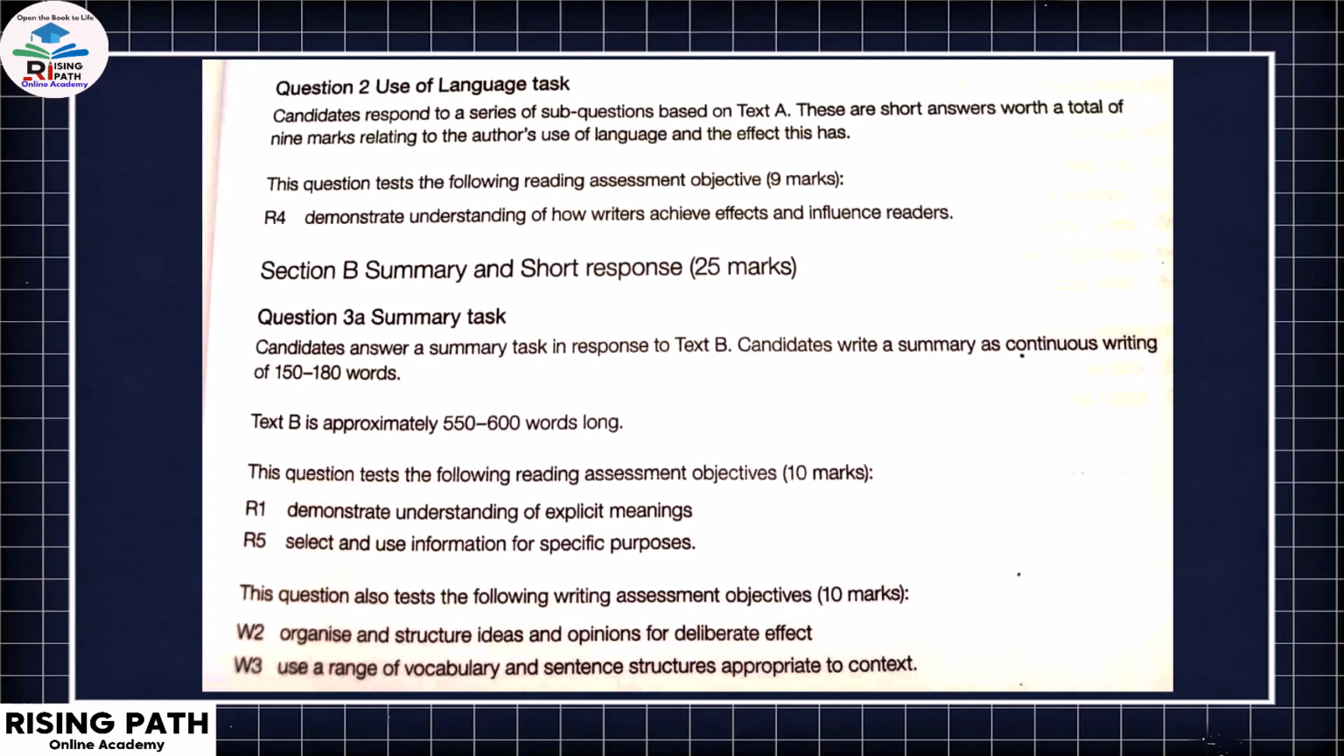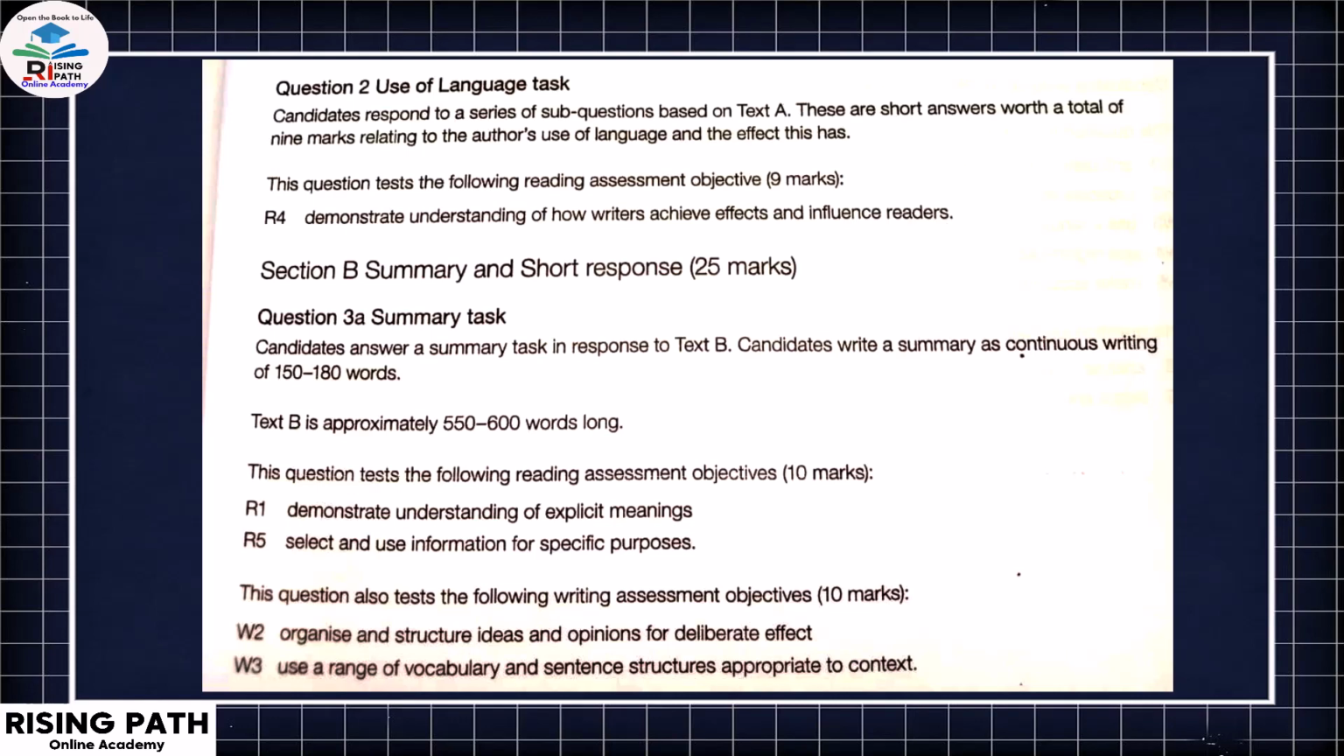Previously, we had the meaning and effect question. Now it has been changed, and a language task is being introduced in question number 2 of our paper 1. So you have to be very pertinent about it, and we are going to discuss how to attempt it. You can read the assessment objectives, and you must be crystal clear about that. Section A has 25 marks: question 1, the comprehension task, is 16 marks, and question number 2, the use of language, is 9 marks.